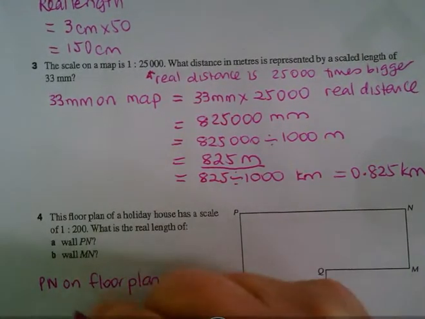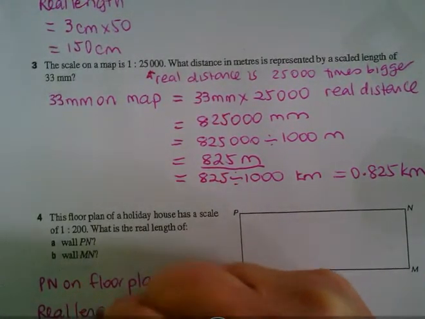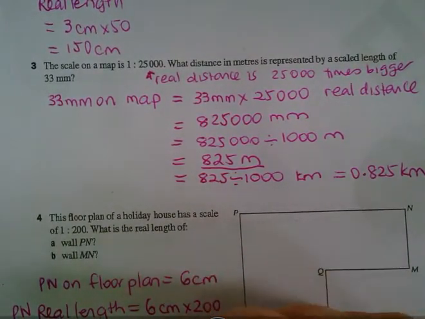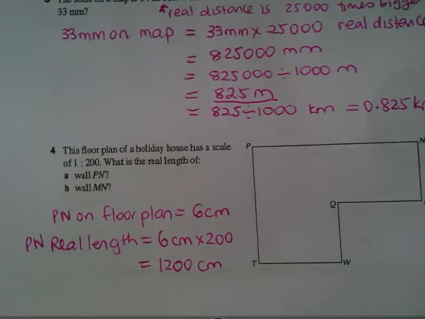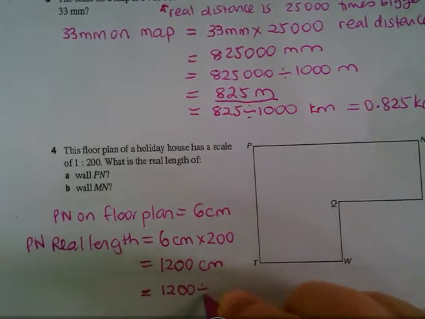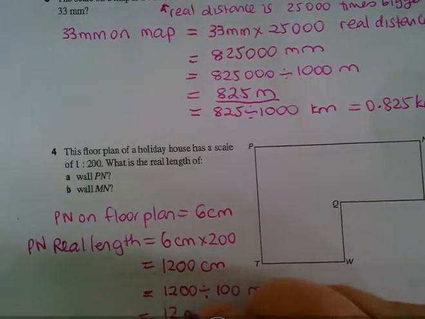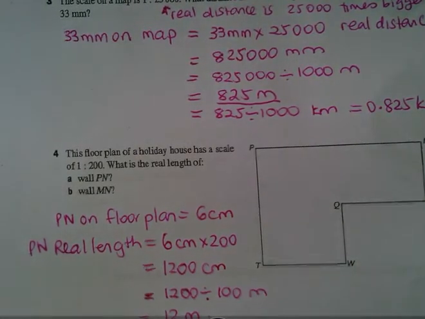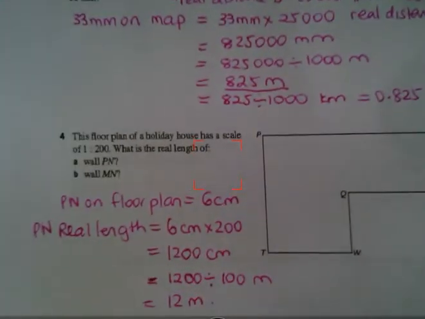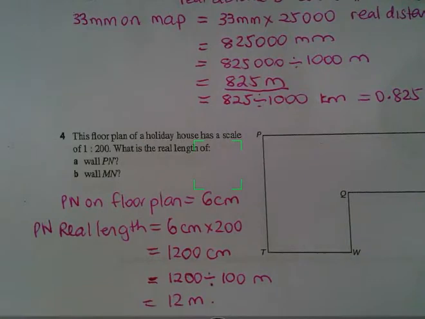6 centimeters. So the real length of PN, it's easy, girls. What do you just do? 6 centimeters times 200, which is 1,200 centimeters. No one walks around saying 1,200 centimeters, right? So what are you going to convert it into? Yeah, definitely into meters by dividing it by 100. So it's 12 meters. That's better. That's a good measurement. Something that you might be able to imagine. 12 meters. Okay, girls?